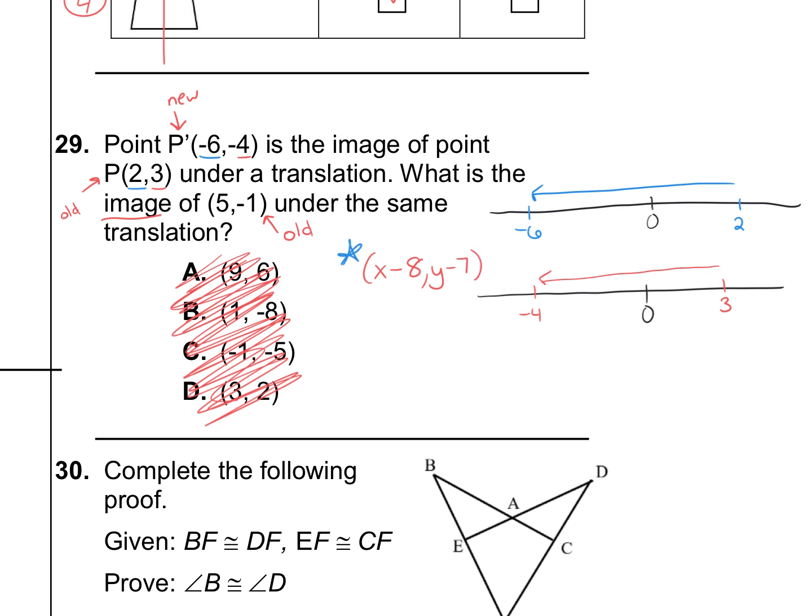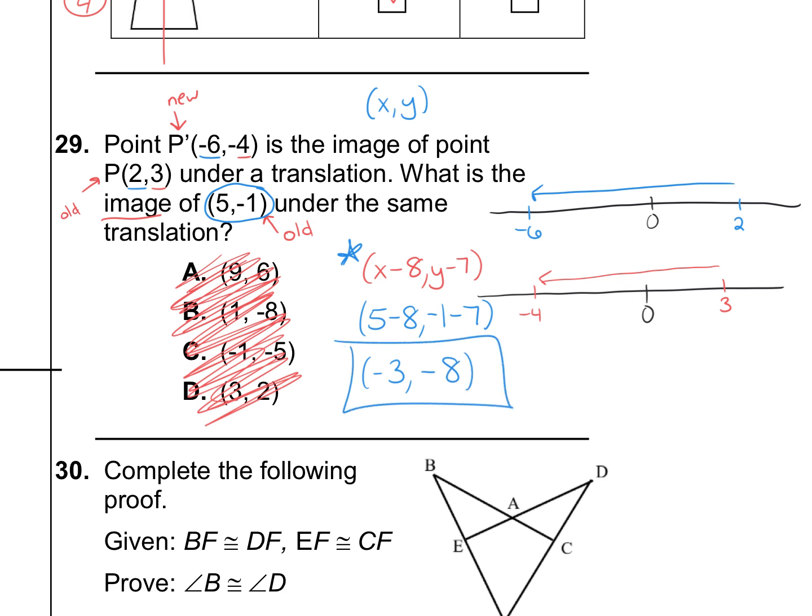So what do I do with this rule that I just made? Apply it to the new point, right? We're going to plug in this point. Remember, coordinates are always written in the terms of x, y. So my x value is 5 minus 8, and then negative 1 minus 7. So now evaluate. You said 5 minus 8 is negative 3. What's negative 1 minus 7? Negative 8. So this is your new image. Okay, I really think those number lines help.